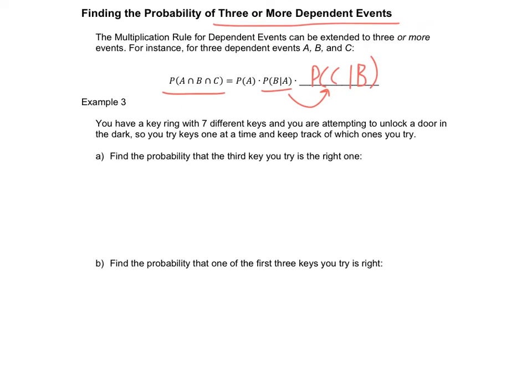So let's take a look at example 3. You have a key ring with 7 different keys, and you are attempting to unlock a door in the dark. So you try one key at a time to keep track of which ones you try. Find the probability that the third key you try is the right one. All right, so that means I want the probability of the first one being wrong, and then the second one being wrong, but then the third one being correct.